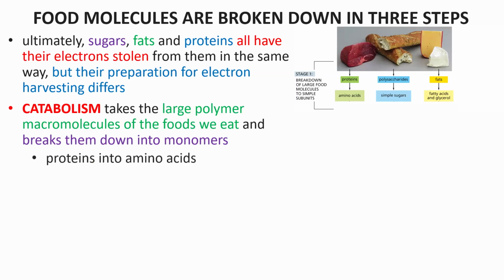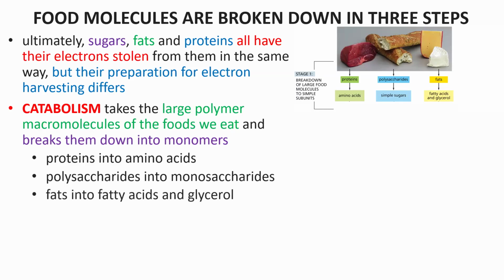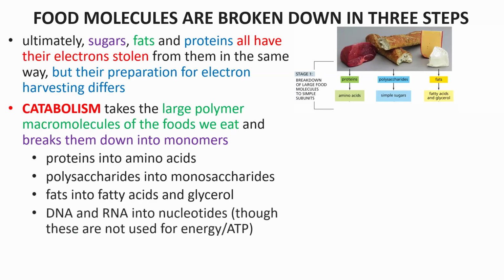Proteins need to have their peptide bonds broken and converted into individual monomers of amino acids. There are peptidases and other enzymes that break peptide bonds. Polysaccharides need to have their glycosidic bonds broken, and then individual monomers of monosaccharides are released. And fats have to have their covalent bonds broken so that fatty acids and glycerol can be released for metabolism.